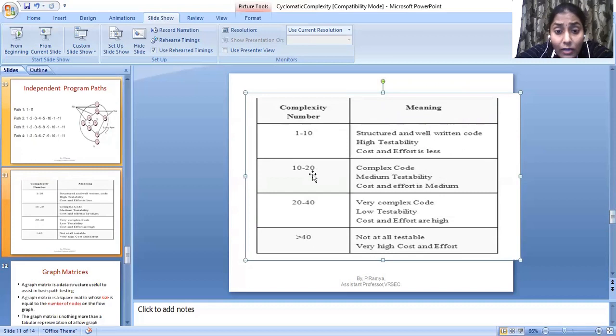Coming to 10 to 20, it is a complex code. It is testable, but the tester will be facing some consequences, and the cost and effort also will be medium range. Coming to 20 to 40, it is a very complex code. Testability chances are very less, and obviously the cost and effort will be very high. If it is more than 40, there is no use of testing here. Not at all. It is not recommended for testing.